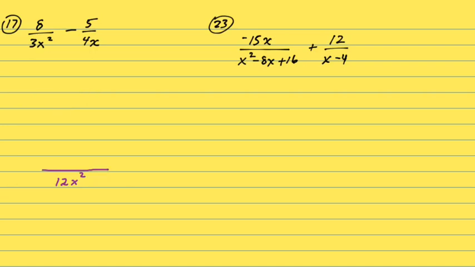If you don't like that method, you have 3 to the first, x to the 2, 4 is 2 to the second, and x. The highest power of 2 I see is 2 to the second. The highest power of 3 I see is 3 to the first. Highest power of x I see is x to the second. So that's 12x squared. So anyway, that's how you find your common denominator. Sometimes you can just do it by thinking about it.